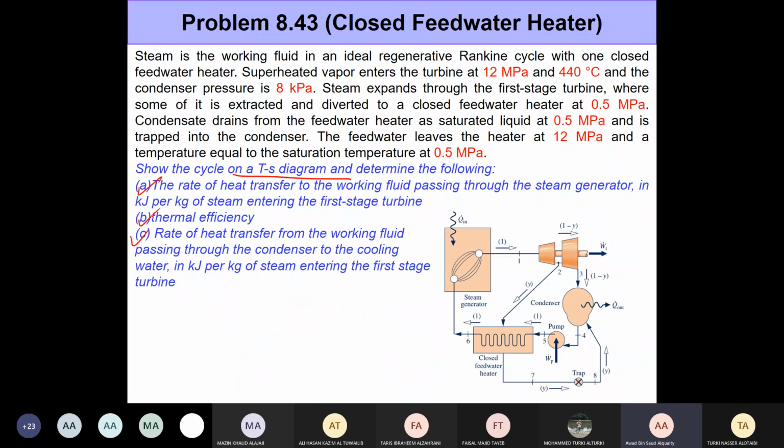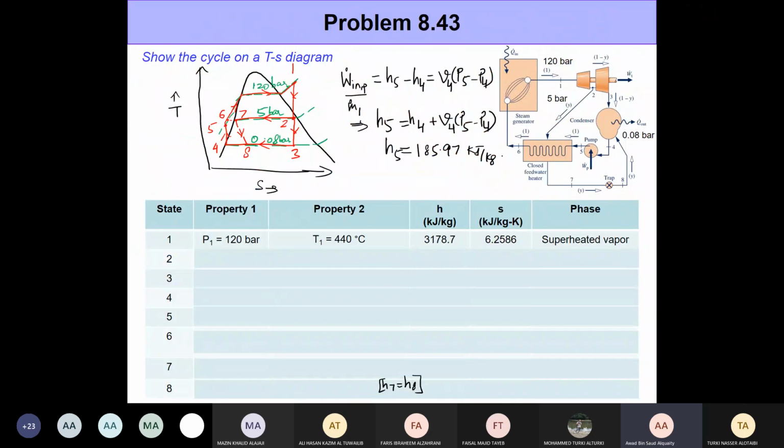So let's first look at this TS diagram and how we can get the enthalpies at different states. As you know, if you want to determine the heat input or heat rejected by the system, or even the work output of the system, for any of those things you're going to need the enthalpies. So the first task is to get the enthalpies. A good practice is to draw the TS diagram if you don't have it already. This is the TS diagram that's drawn here.